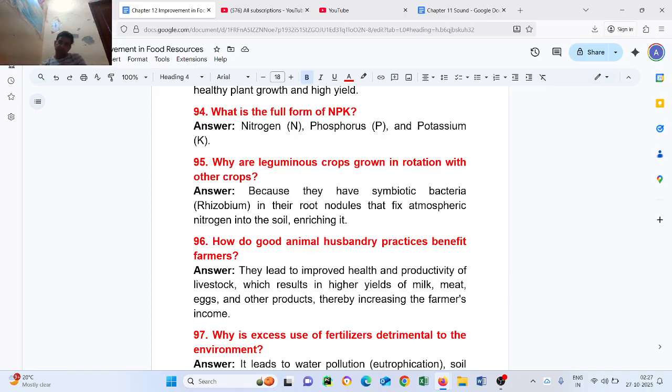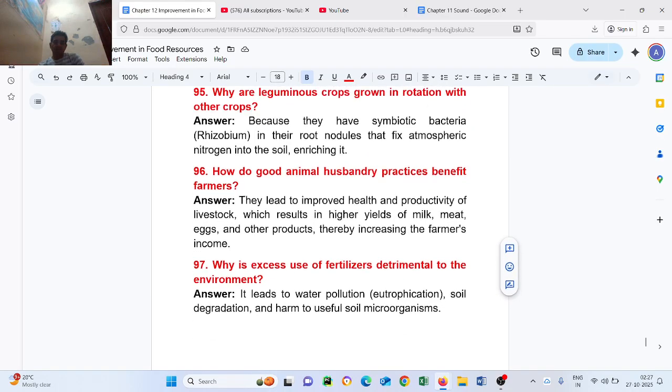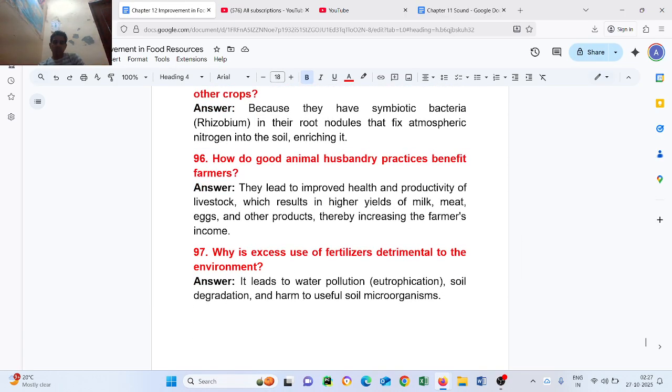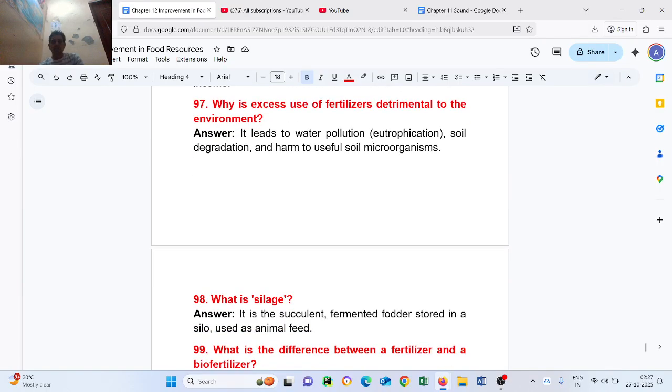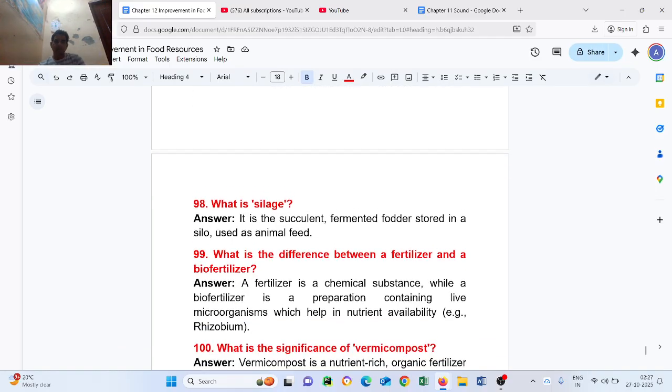Question number 97. Why is excess use of fertilizer detrimental to the environment? It leads to water pollution, eutrophication, soil degradation, and harm to useful soil microorganisms. Question number 98. What is silage? It is the succulent fermented fodder stored in a silo used in animal feeds.